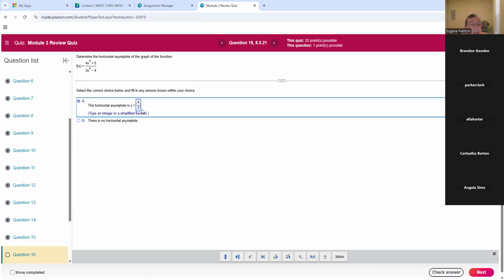So pretty much everybody's number 16 will probably have the same degree here on top and bottom. So you're just going to be looking at those lead coefficients, okay? All righty, y'all. So that's it on that.